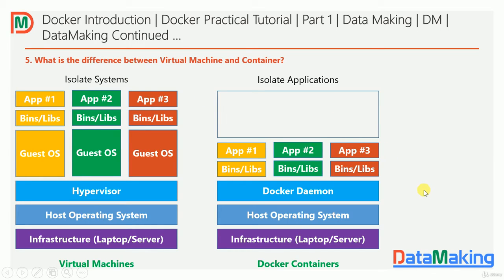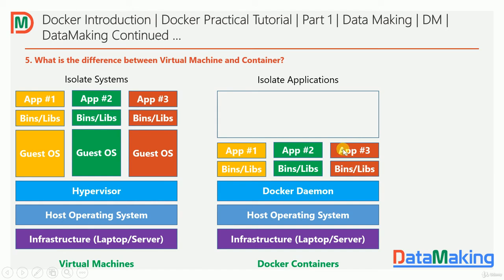But when it comes to Docker containers, you have an infrastructure, which can be a laptop, an on-premise server, or a cloud machine, and you have a host operating system. And instead of a hypervisor, you have something called the Docker daemon, which is the Docker engine. It is going to do the containerization. Basically, it hosts your application 1 as one container, application 2 as another container, and application 3 as another container.